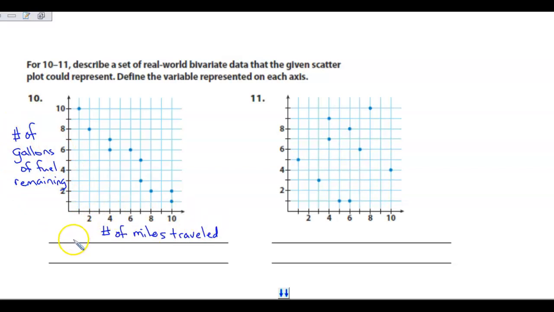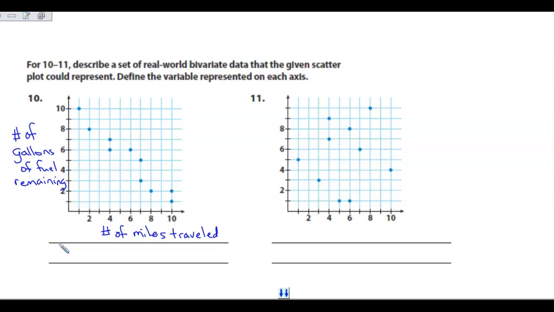Let's take a look at 11. And what do we know about this? Yeah, I would say this is no association. There's no positive, there's no negative. It's pretty much all over the board there. And so I need to come up with a scenario where the information would have nothing to do with each other.